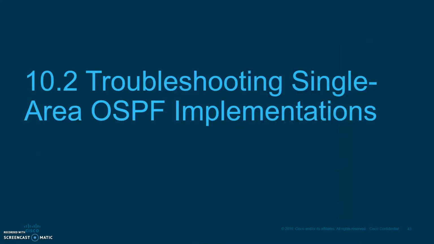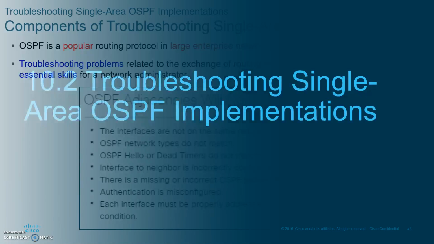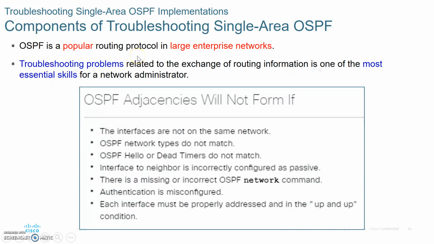In the last part, we'll look at some troubleshooting techniques for single area OSPF. OSPF is a very popular routing protocol, especially in large enterprise networks. Hence, the ability to troubleshoot problems, especially relating to the exchange of routing information in OSPF, is one of the most essential skills. One of the common problems OSPF faces is that neighbors do not form adjacency and are not exchanging routing packets, the link state advertisement packets.